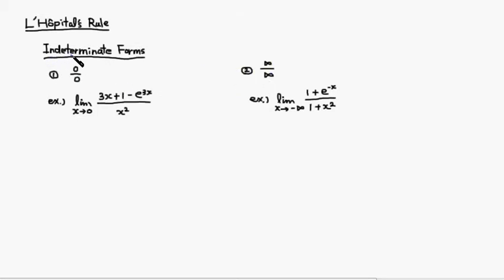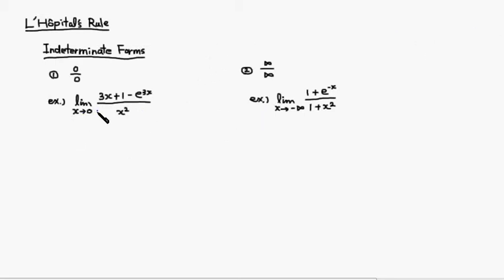Those are called indeterminate forms where we can't really make any conclusion from there, so we have to do some work. So when those forms happen, there's a convenient rule called L'Hopital's rule that we can apply to evaluate the limit. It's probably easier to just look at a couple of examples.